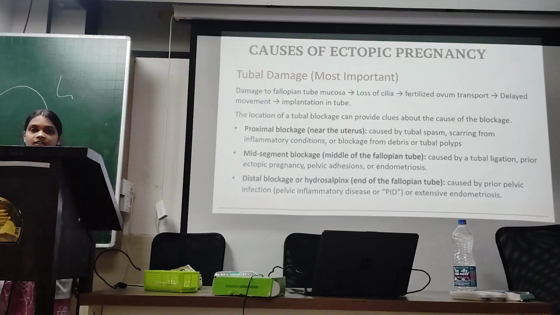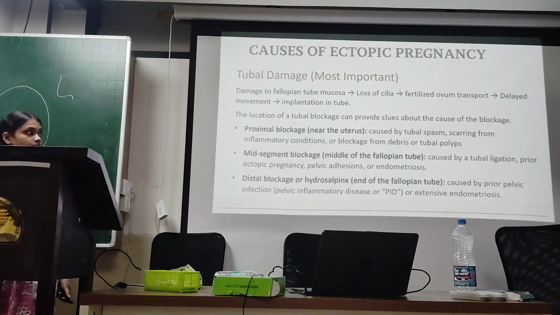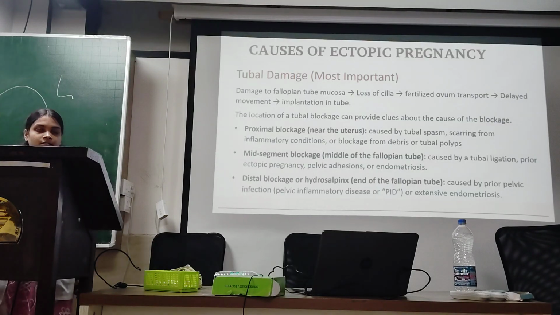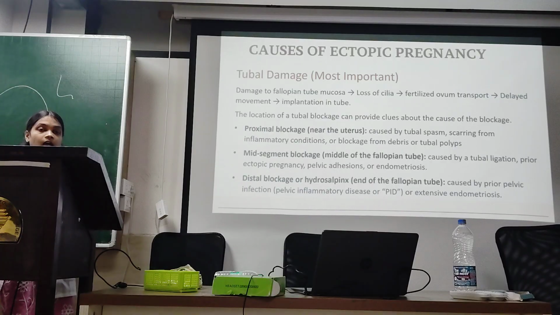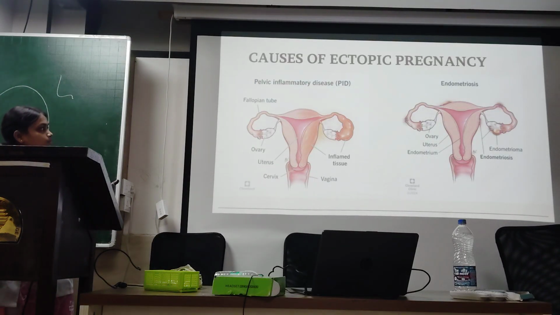The location of tubal blockage can give us clues about some causes. First is the proximal blockage, which is near the uterus, mainly due to tubal spasm and scarring from inflammatory conditions. Next is the mid-segment blockage in the middle of the fallopian tube, caused by tubal ligation and pelvic adhesion. Next we have a distal blockage, at the end of the fallopian tube, mainly due to pelvic inflammatory disease and extensive endometriosis. The diagram shows pelvic inflammatory disease and endometriosis.